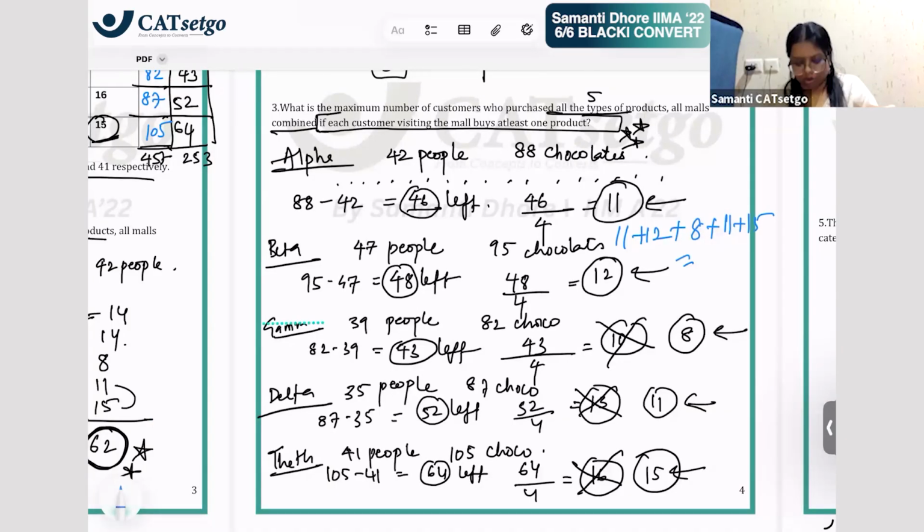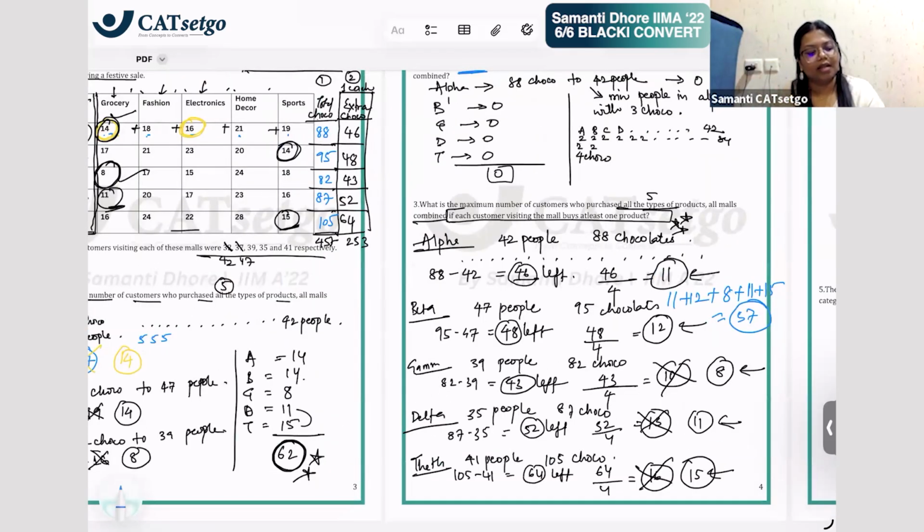This is my answer, right? All of these numbers combined, which is 57. So across all malls combined, there are 57 people who can buy 5 products such that no person goes empty-handed. Earlier we got 62 as the answer. Why? Because some people went empty-handed, and we didn't care. But here every person will have to buy something. So we can distribute it among 57 people only, it can't be 62 anymore. Do we get the concept, yes or no?